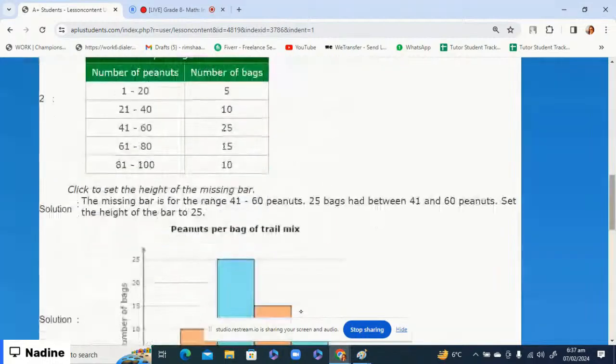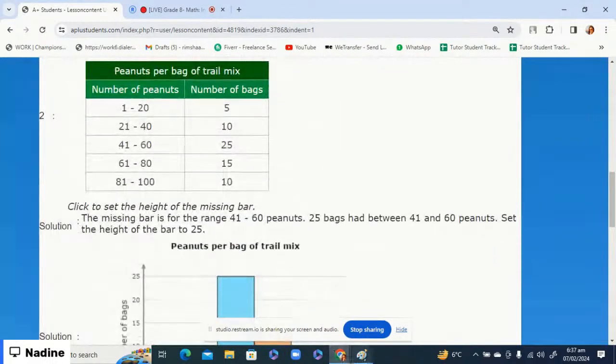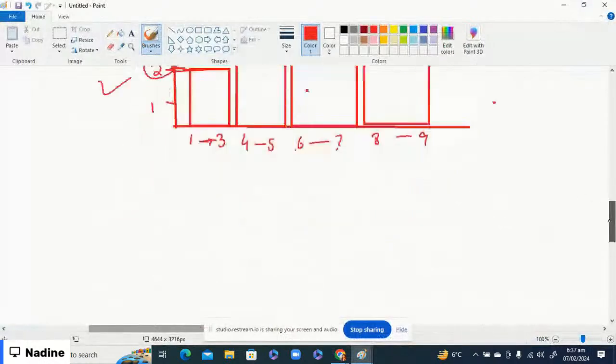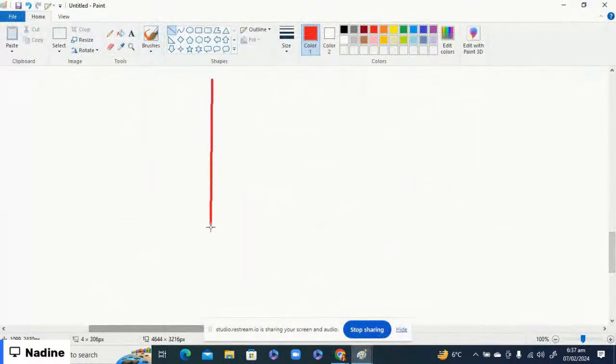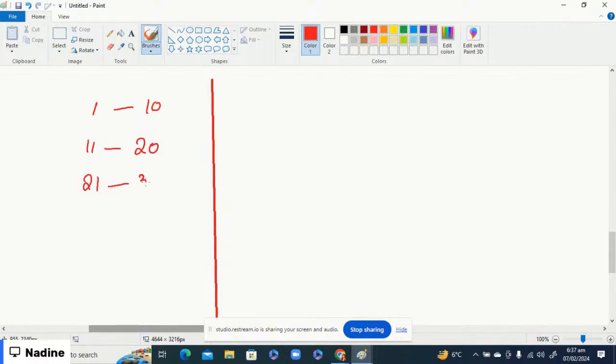Let's do one more question for that, okay? Let's take some data. For example, now we are going to take the data that is 1 to 10, 11 to 20, 21 to 30, 31 to 40, and 41 to 50. We are using this is 5, that is 15, which is 10, then it's again 5, and it's 20.